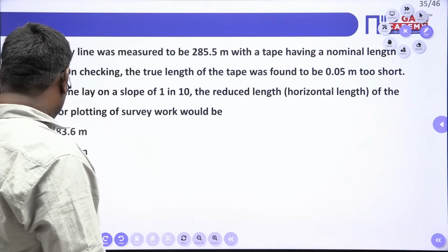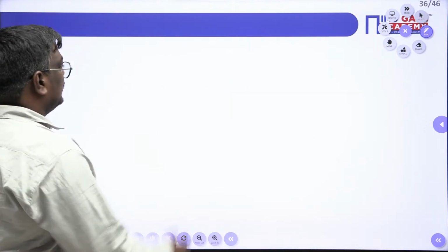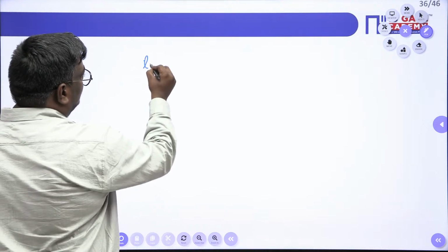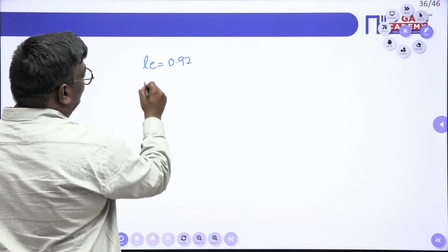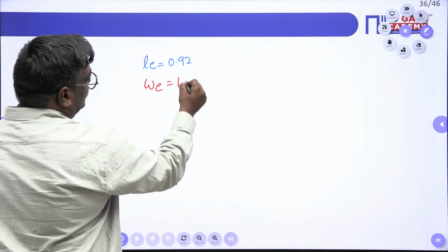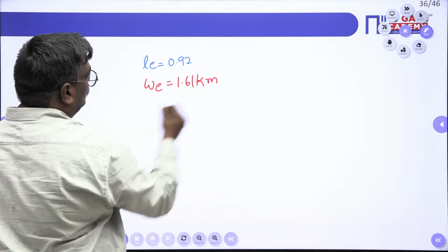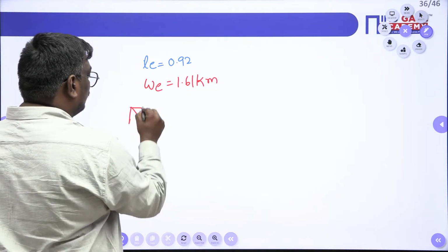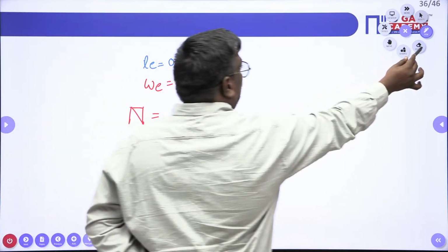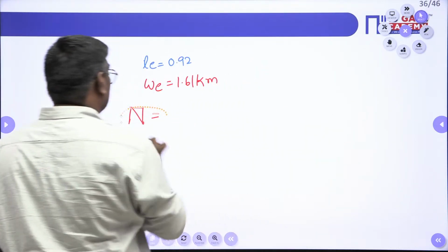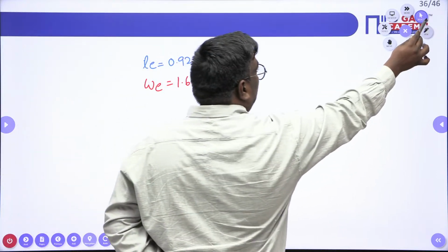So here, effective length is how much? 0.92 kilometer and effective width is 1.61 kilometer. So what will be the total number of photos? What will be the total number of photos, my dear students?